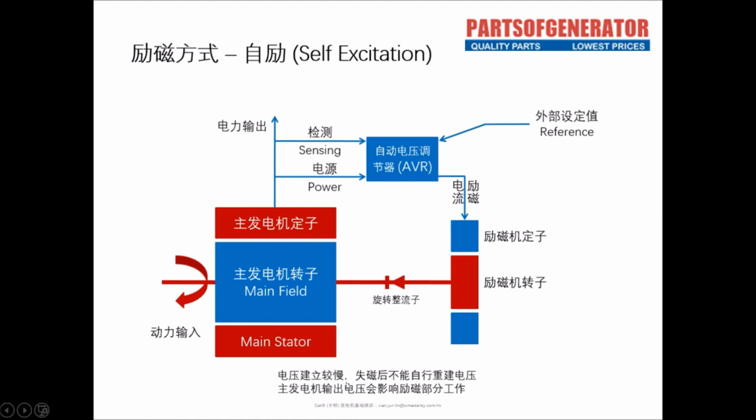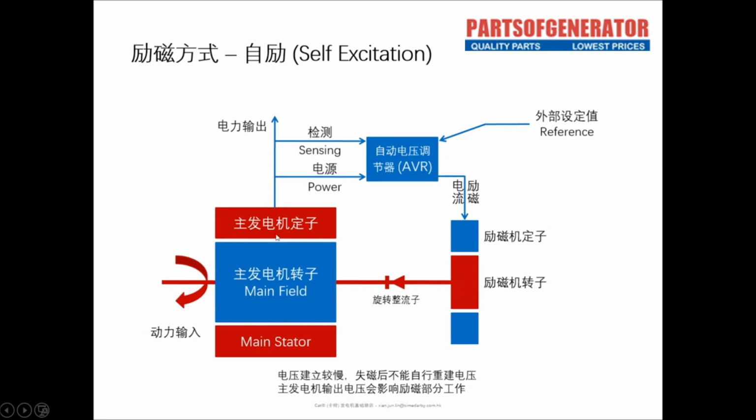So there will be an obvious disadvantage here. That is, if the generator suddenly adds a large load, the output voltage of the main generator will decrease at this time. Then this reduced voltage will also affect the work of the AVR. So the performance of this self-excitation method is relatively poor.